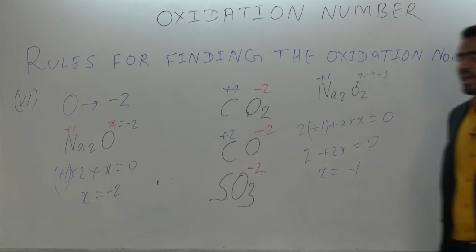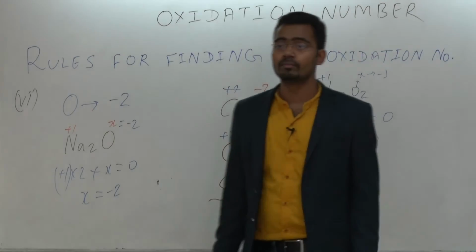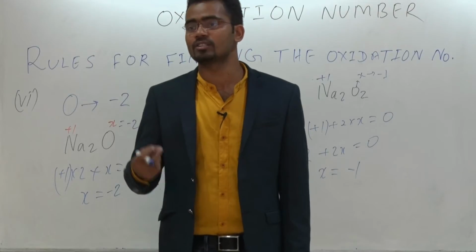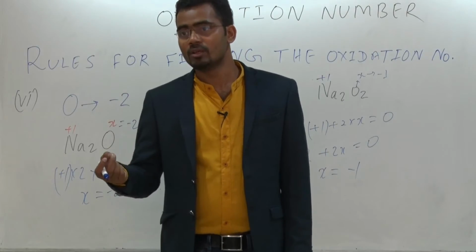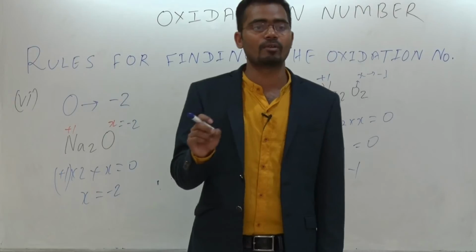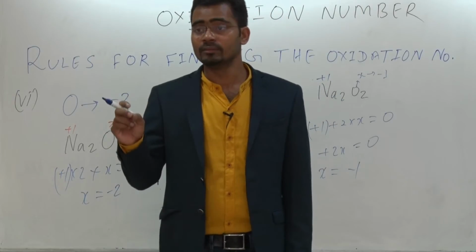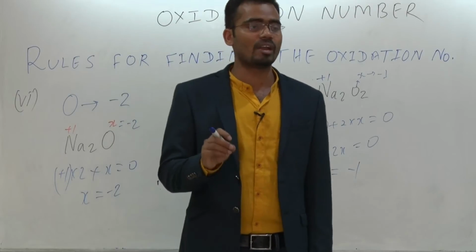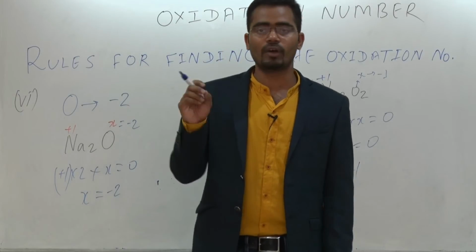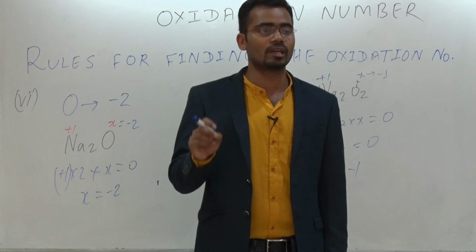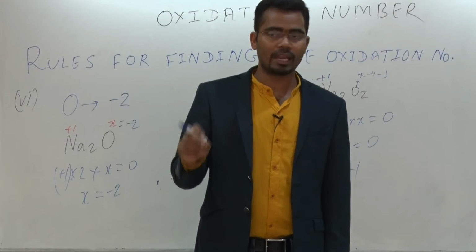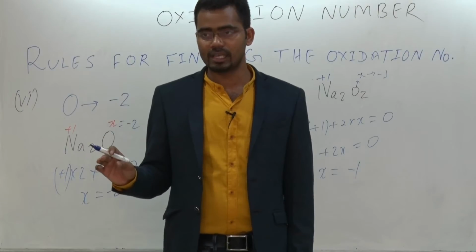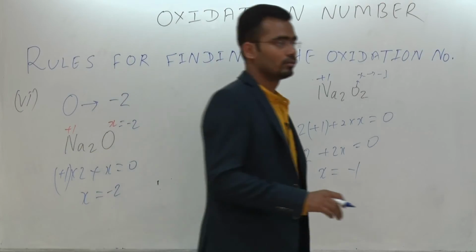So how do we identify whether a given oxide is peroxide or normal oxide? If oxygen has -1 oxidation state, it is called peroxide. So first of all, for any given compound, you have to find out the oxidation number, and if the oxidation state is -1, then it will be peroxide. Clear?